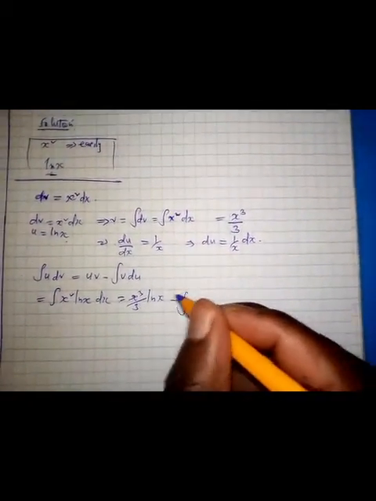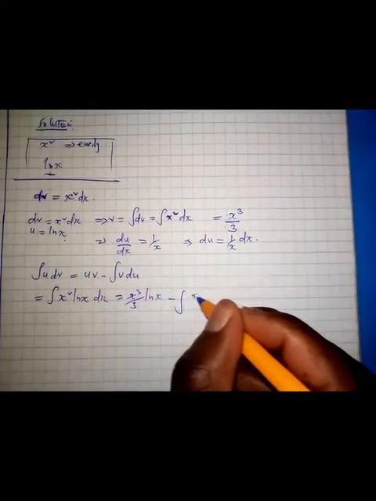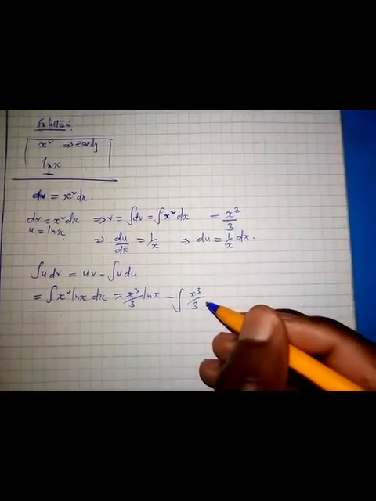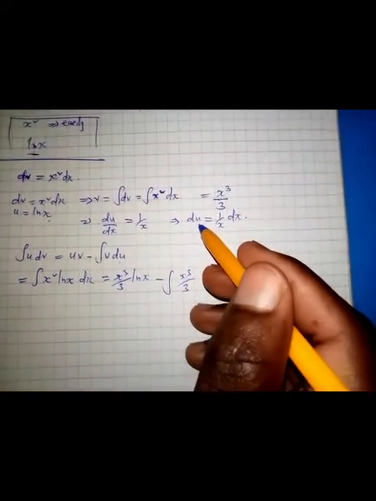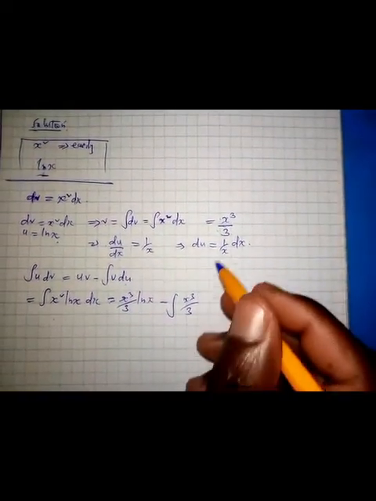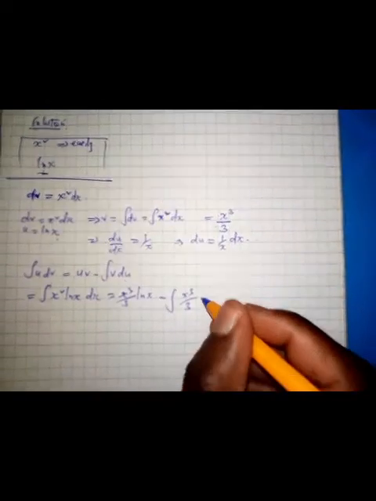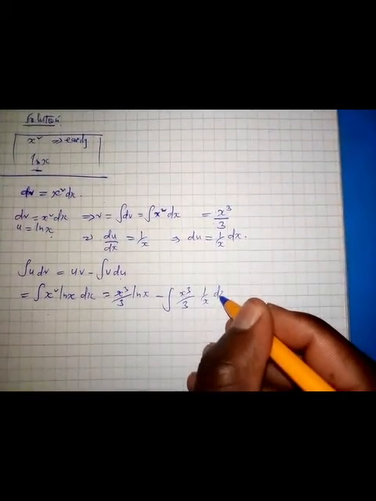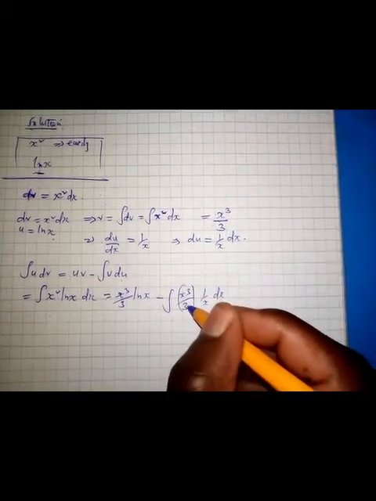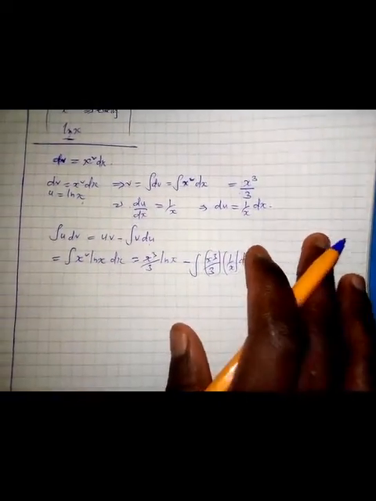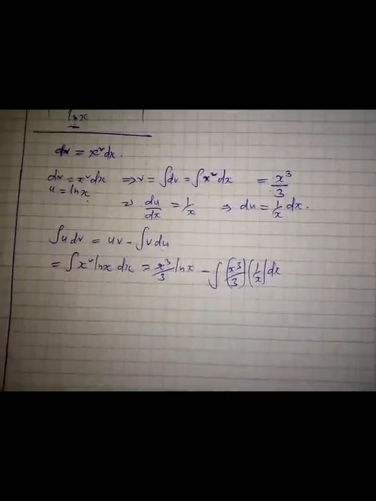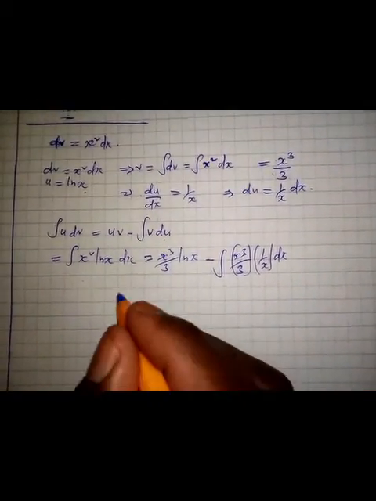minus the integration of v, which is x cubed over 3, then du. We have found that du is equal to 1 over x dx. So 1 over x dx. Hope we are following. Hope no one is lost.